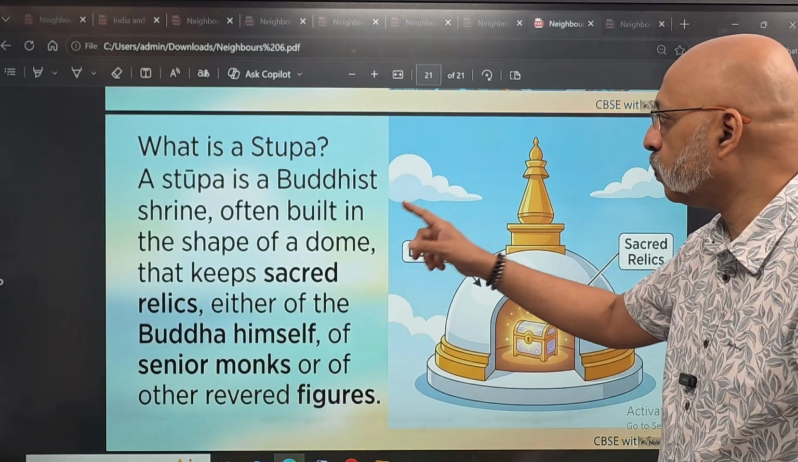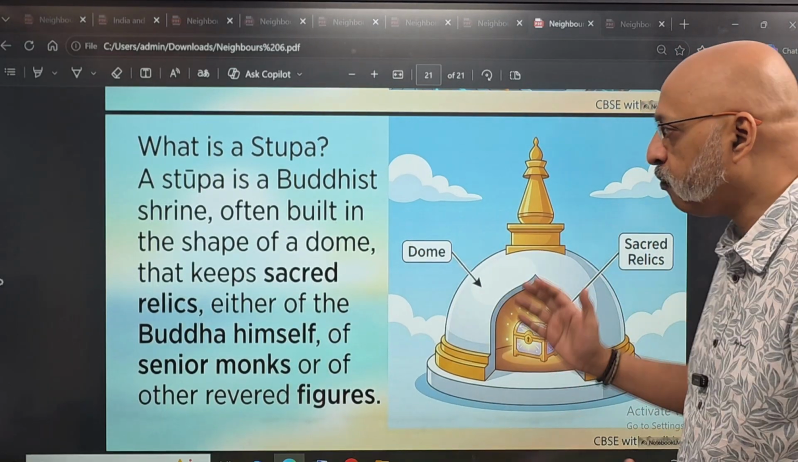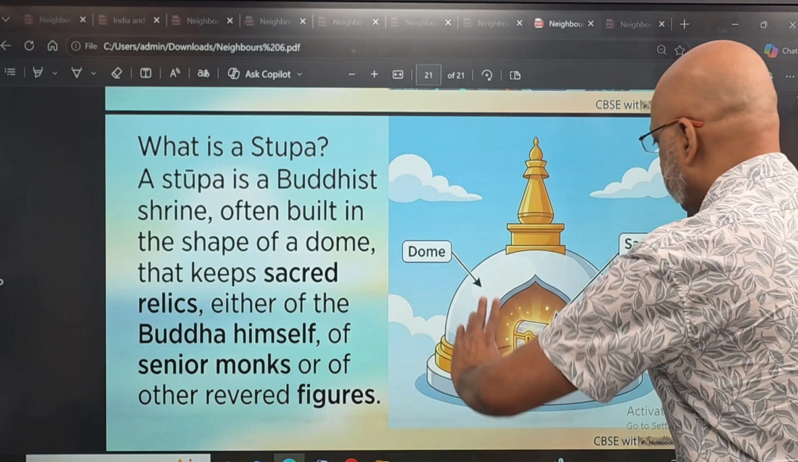What is a stupa? A stupa is a Buddhist shrine like this, often built in the shape of a dome like this.